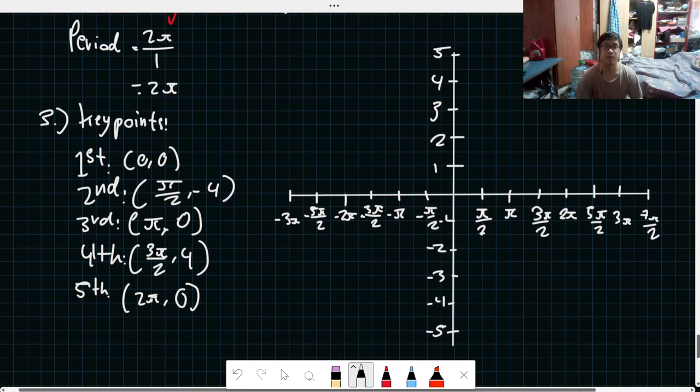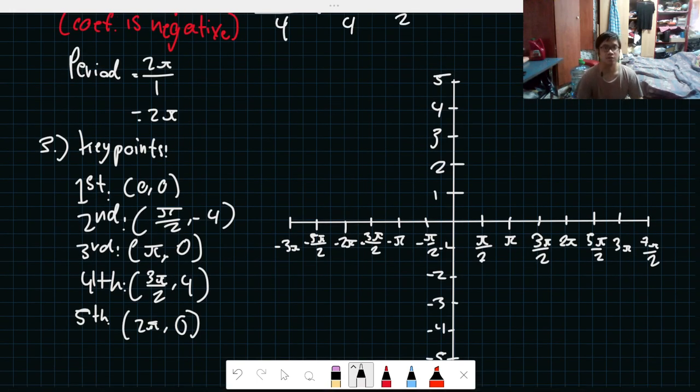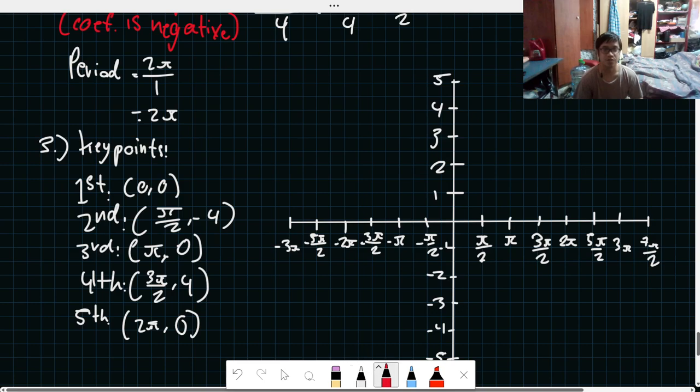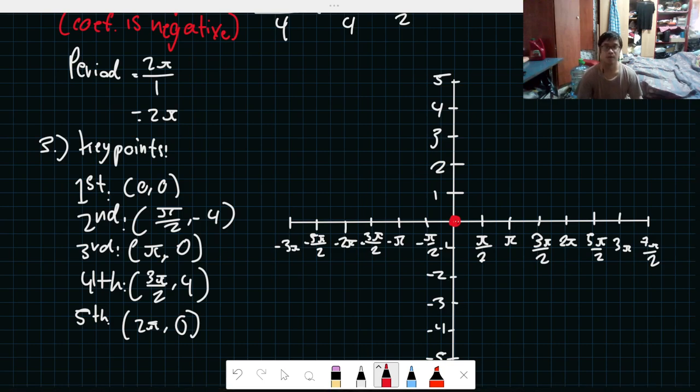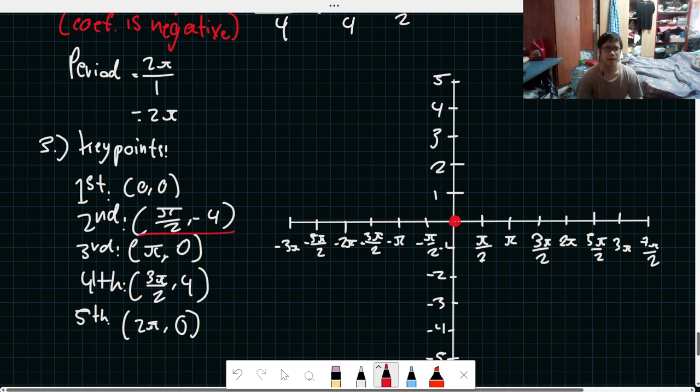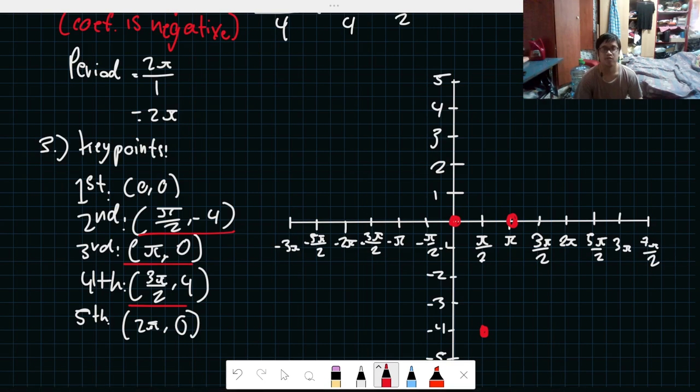Then, we now start plotting it. Okay, so we have the first key point, 0, 0. So it's at the origin, which is at the middle. Next, pi over 2, negative 4. So it's here. There you go. Next, pi, 0. So pi and then your y is 0. That means it's on the x-axis. So it's here.